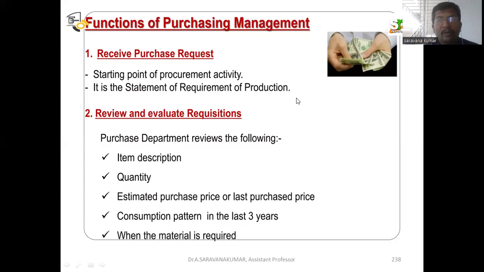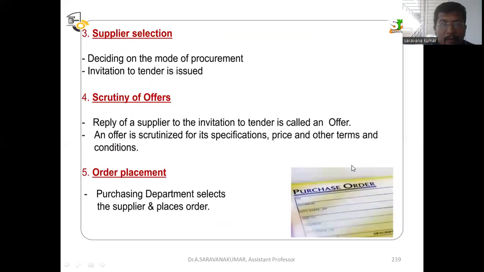Hi everyone. Today we are going to discuss a very important topic, functions of purchasing management. Last session we discussed the purchase request and how to review and evaluate the quotation. Supplier selection we already discussed. Supplier selection is very important.